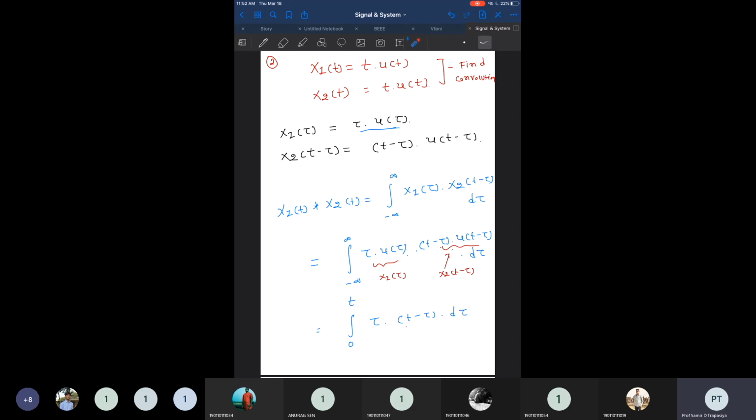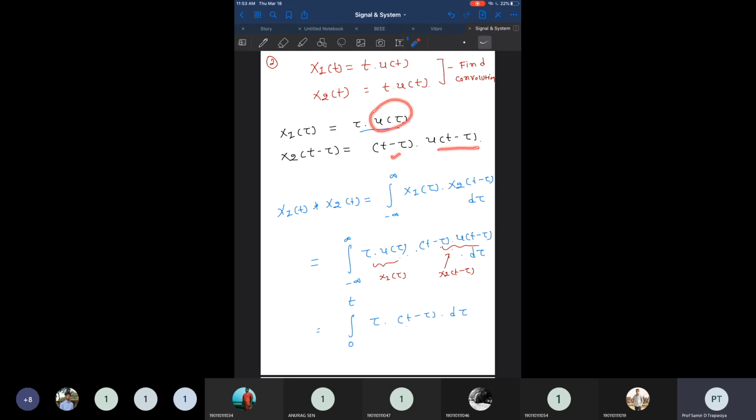So now x1 of t is given as t into u of t, and x2 of t is given as t into u of t. We need to find the convolution between these two signals. So first we produce x1 of tau. x1 of tau is tau times u of tau. x2 of t minus tau is the second term of the convolution, that is, every t is replaced with t minus tau. So the equation is (t minus tau) into u of t minus tau.